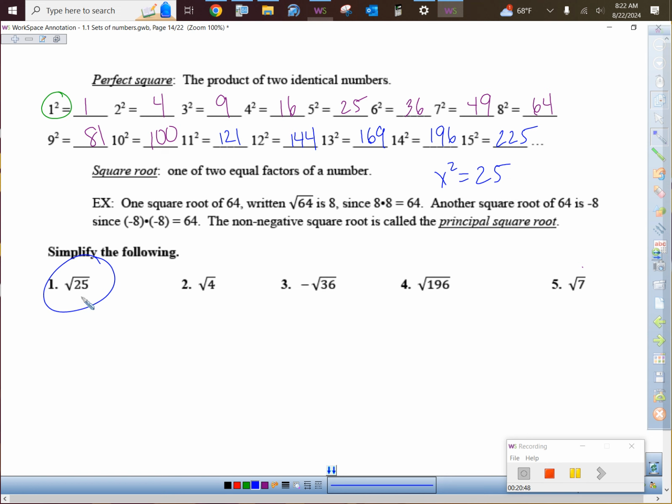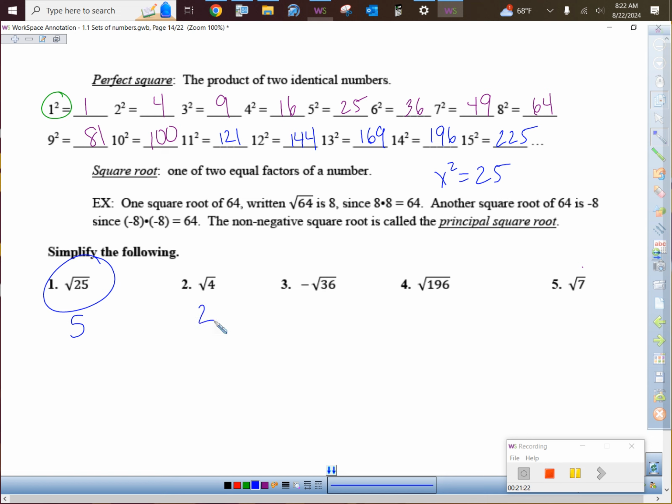But when you're just simplifying a radical, when you're just asking, hey, what's the square root of 25? They only want the positive. They just want it to be 5. And we'll get way deeper into that when we start solving equations, right? But when they ask you what's the square root of 25, they just want 5. What's the square root of 4? What are the two numbers that are the same that multiply together to be 4? 2 and 2, right? So 2.